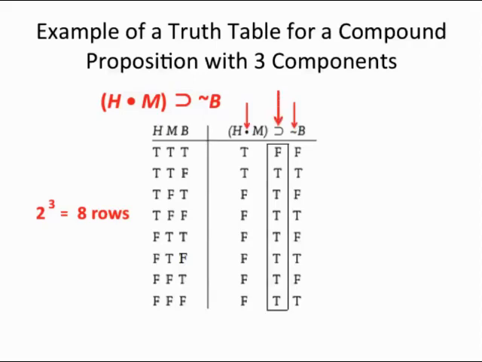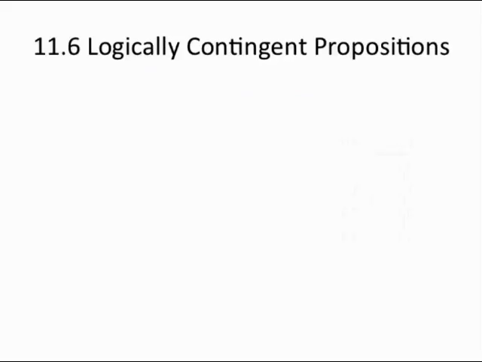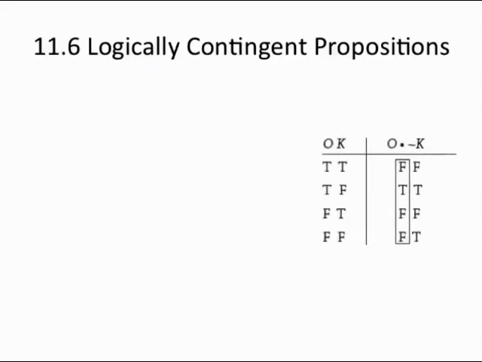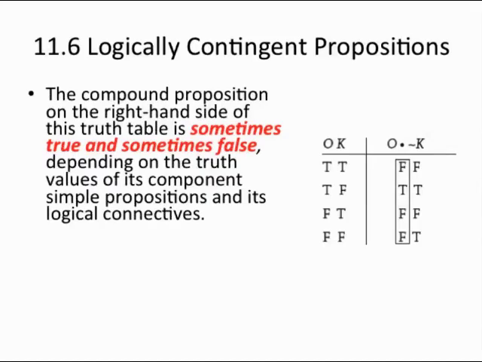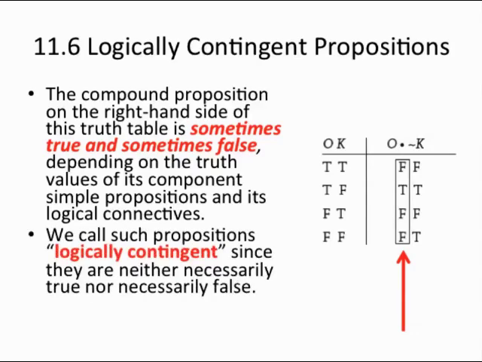I'd like to point out a few more things in the O.K example. Here we see that the right-hand side of the truth table is sometimes true and sometimes false, depending on the truth values of the component simple propositions and the logical connectives. We call such a proposition logically contingent, since it is neither necessarily true nor necessarily false.